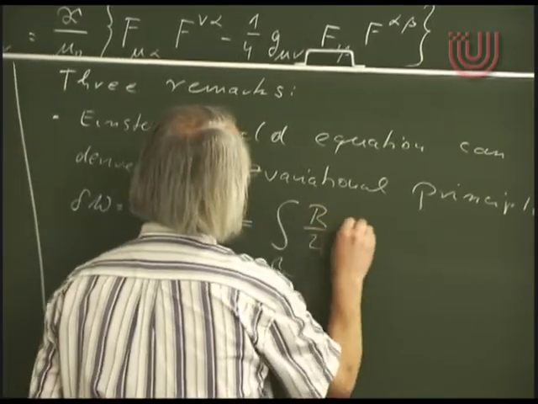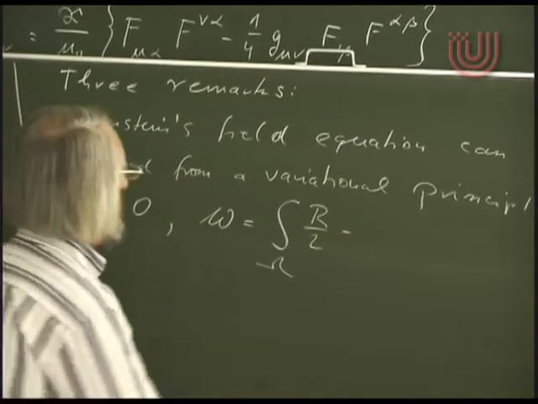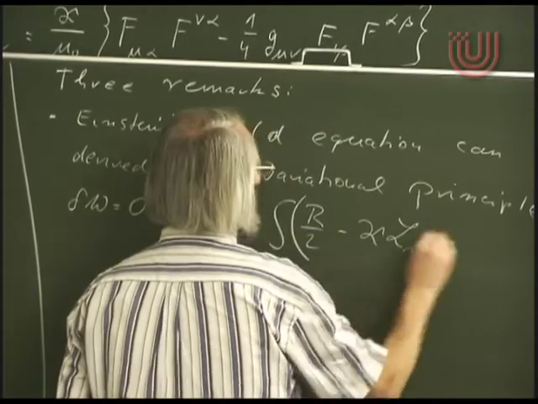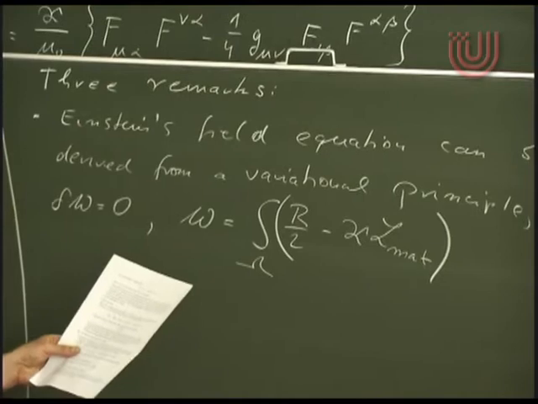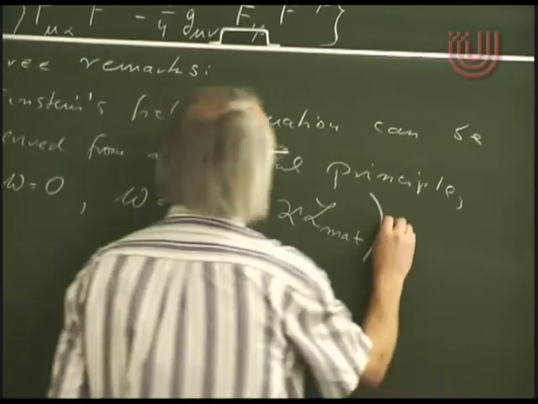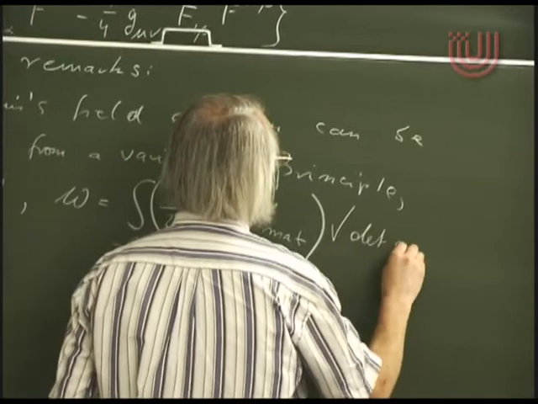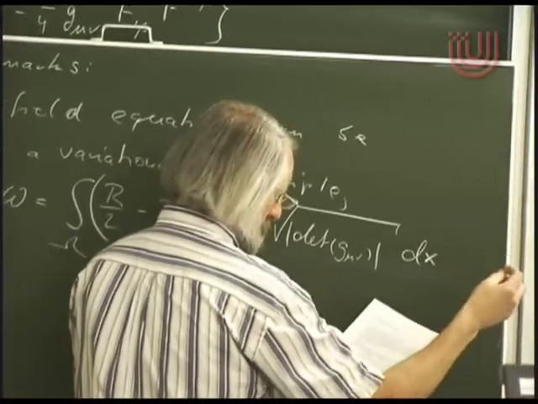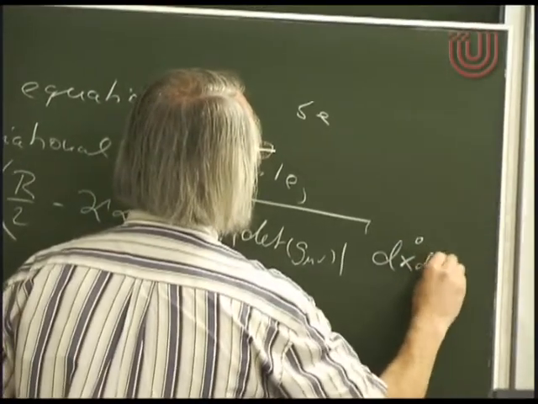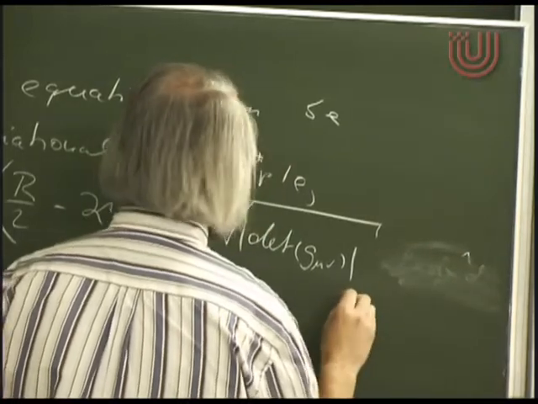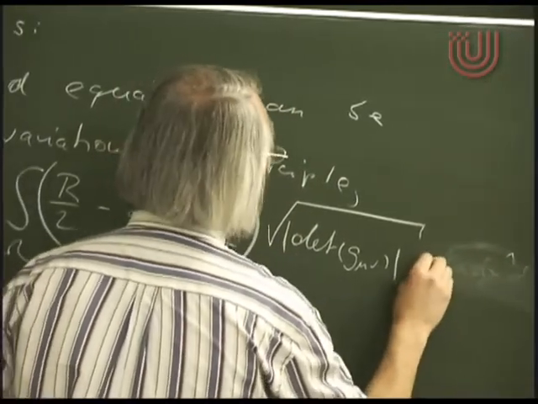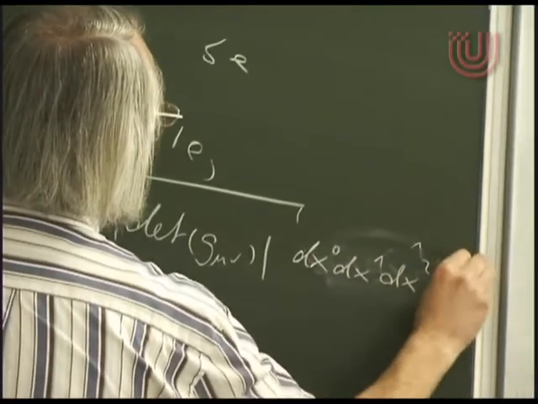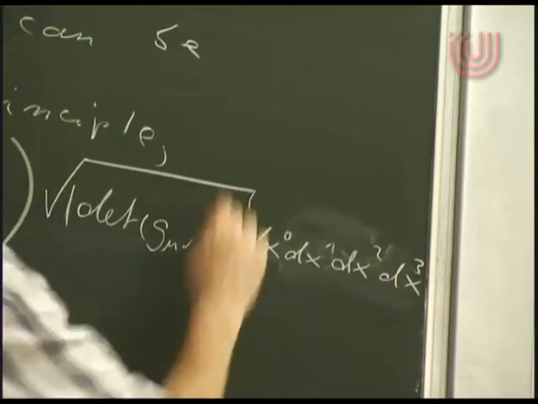And then I have R half minus, with my choice of, and here I have a Lagrange function which has an index MAT, which stands for matter. And then comes the volume element, that's the determinant of the metric under the square root. And then dx0, dx1, dx2, dx3. So what is this?